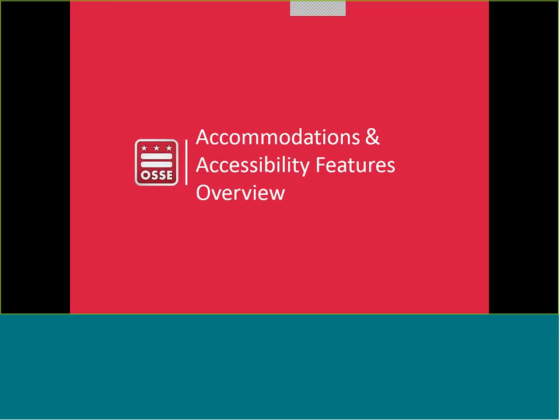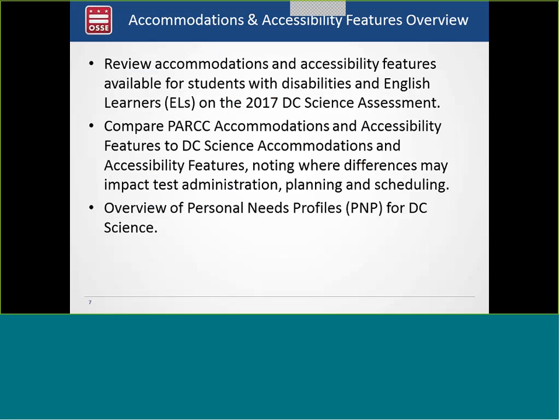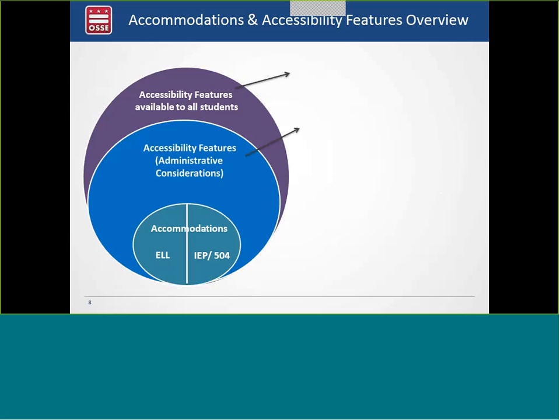Accommodations and accessibility features. Please review the accommodations and accessibility features available for students with disabilities and English learners on the DC Science 2017 assessment. Compare the PARCC accommodations and accessibility features to DC Science accommodations and accessibility features, and note where the differences may impact the test administration, planning, and scheduling. Please overview the personal needs profile for DC Science to ensure that all students were loaded correctly.